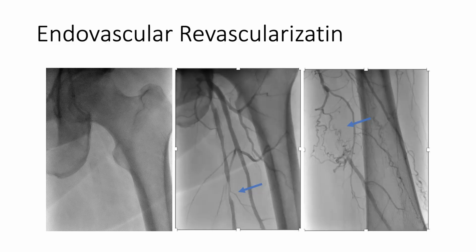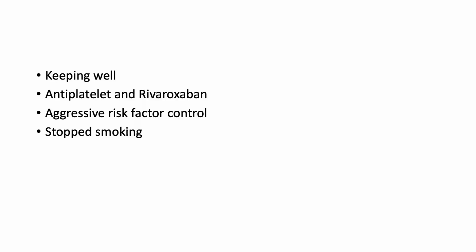So what we see here is that he's got 2 occlusions. The pictures in the middle show that he's got a severe lesion at the mid SFA, and he's also got a total occlusion of the distal SFA. So this is a picture after we have done the procedure. We've established flow all the way down to the knee. So he's been keeping well since then.